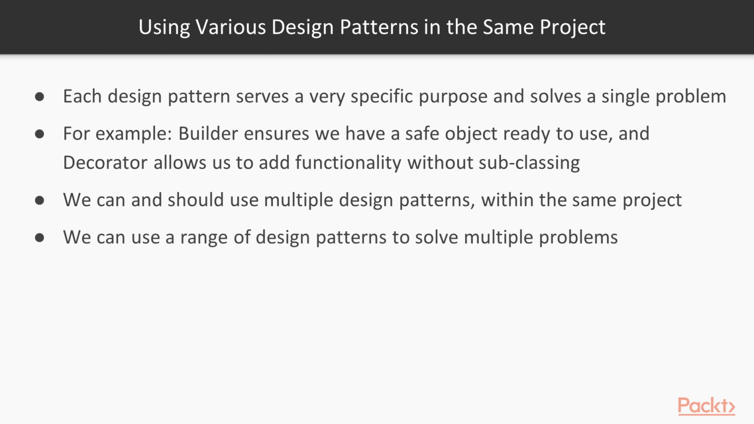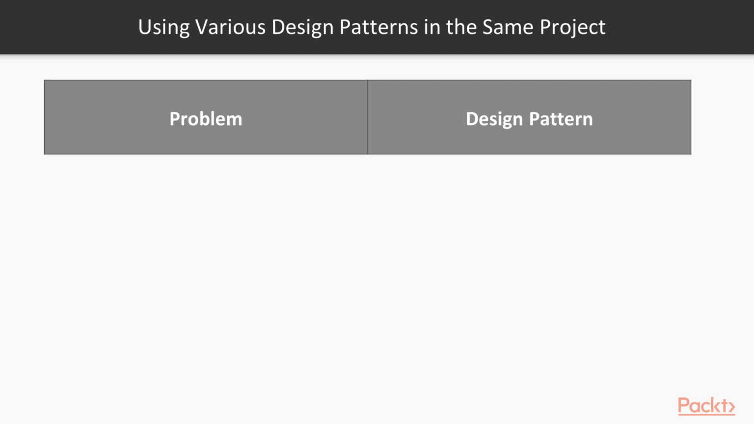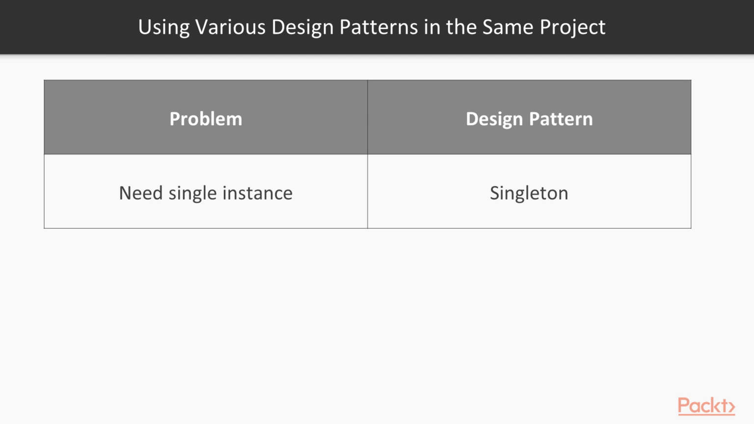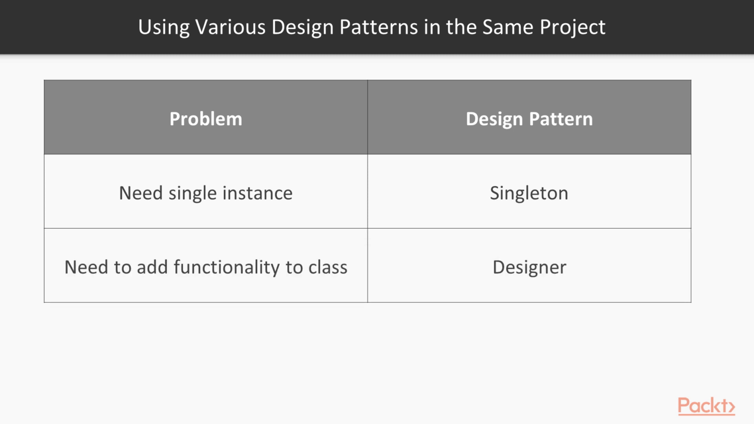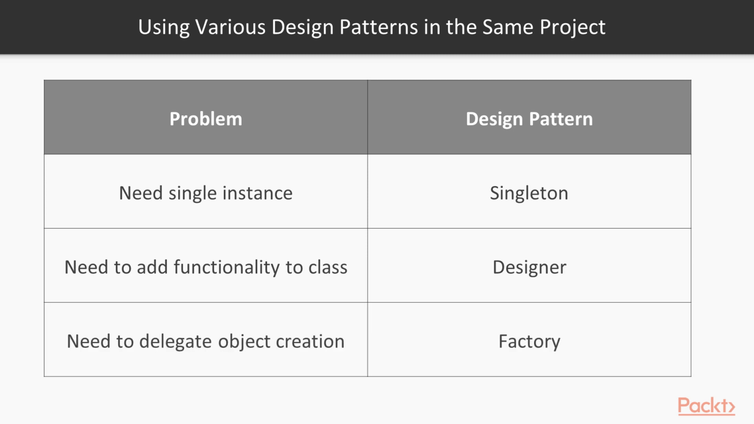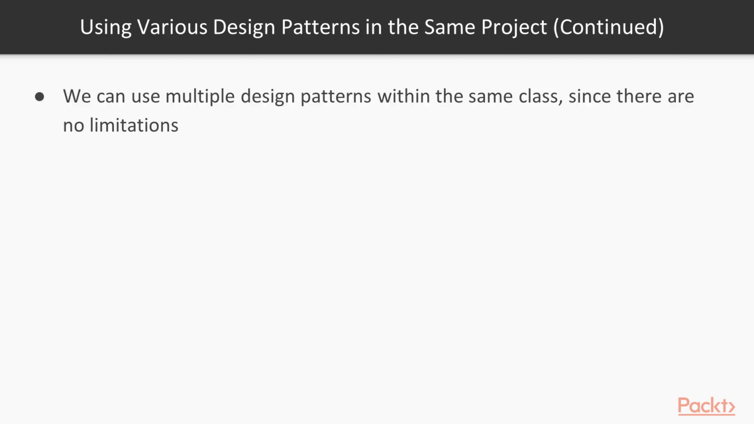As we saw in our app Kotlin Clothes, we can use a range of design patterns to solve multiple problems. So for example, if the problem is that we need a single instance of an object, we know we can turn to singleton. If we need to add functionality to a class, we know we could always use decorator. And if we need to delegate object creation, we know factory is there to help us out. We can even use multiple design patterns within the same class. There really are no limitations.